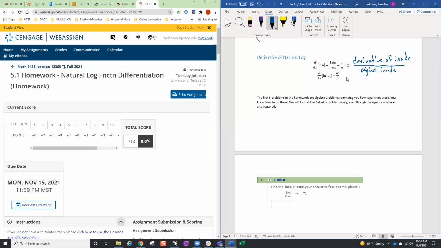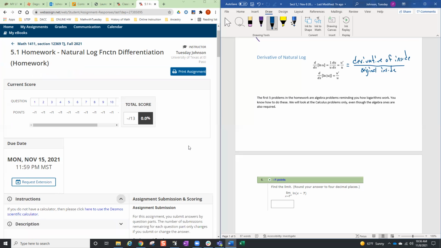That's it. All right. And the same is true even if you have an absolute value. It turns out that the domain of the log is non-negative anyway, so the absolute value doesn't really change anything. So the derivative of the natural log function is going to be the derivative of the inside divided by the original inside. Now, your first 5 problems in the homework, they're just algebra.